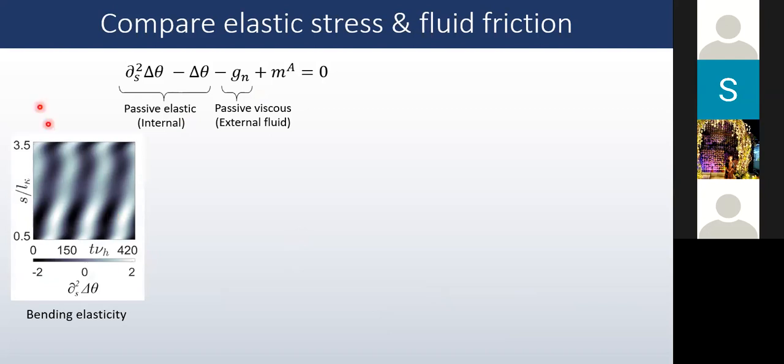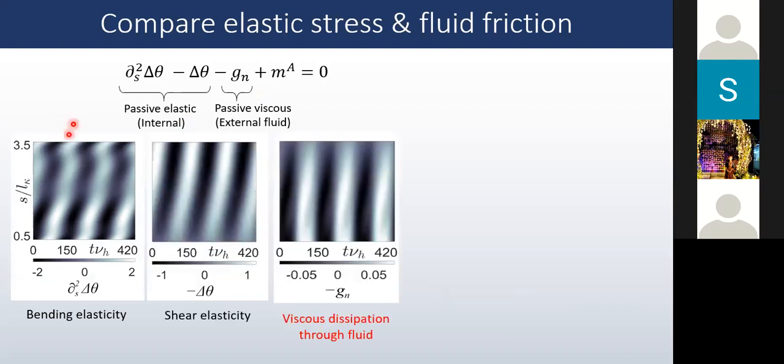Now this is for the bending elasticity term. Next we plot that for shear elasticity and similarly for the viscous dissipation through the fluid. What I will ask you to look at is not how the graphs look, but rather the numbers on the color bar. And what you will see is that the viscous dissipation through the fluid is 2 orders of magnitude lower than that of the elastic term.